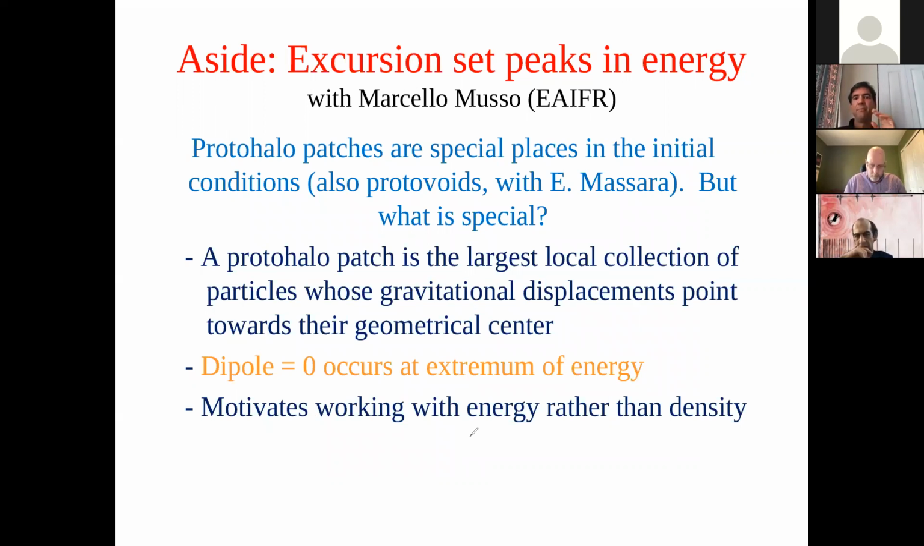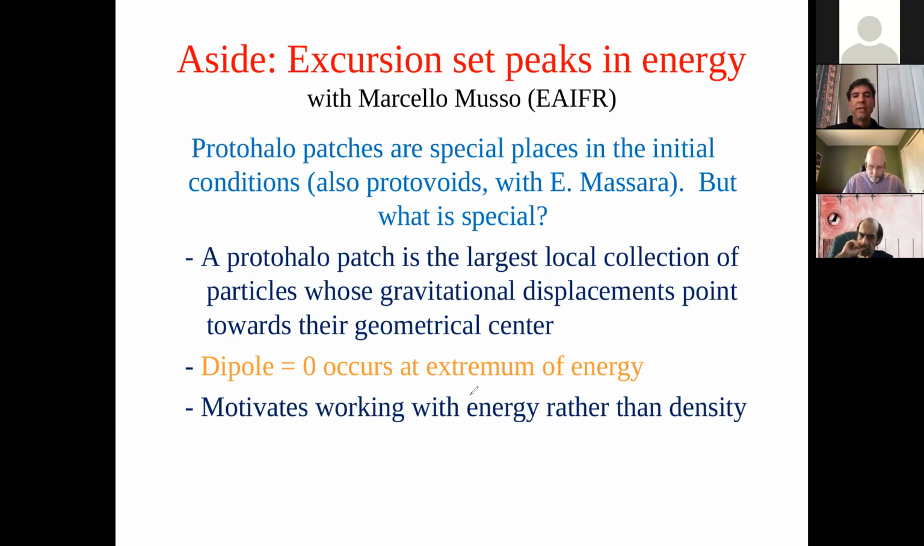And so there's a very beautiful history of using peaks in an initial Gaussian random field to model the special places where halos formed. Okay. And a lot of that work has concentrated on being peaks in the density initially. Okay.